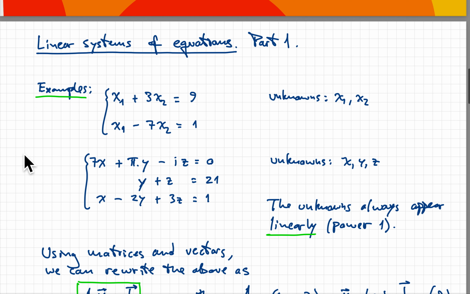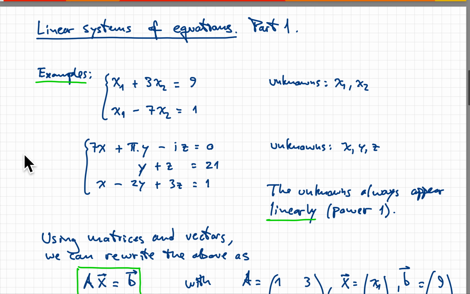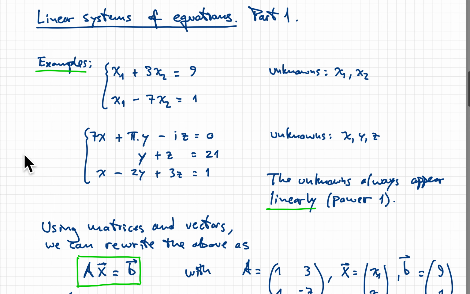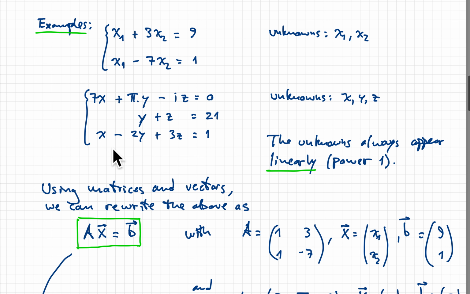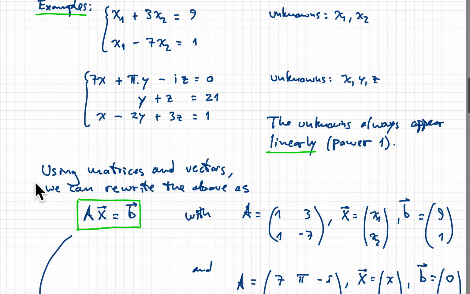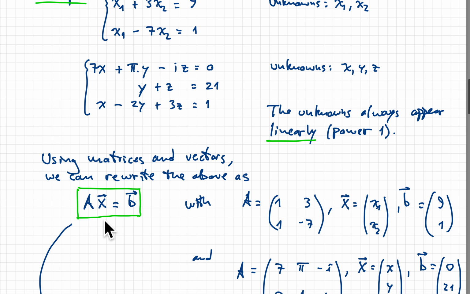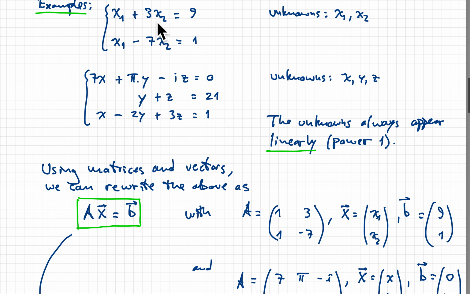And usually the systems are addressed with matrices and vectors, and we saw that before, but as a reminder, you can write these systems using matrices and vectors in this way. For the first case, we define a matrix in this form: 1, 3, 1, minus 7, a vector of unknowns, x1, x2, and a vector of the right-hand side, b, encoding these numbers 9 and 1.